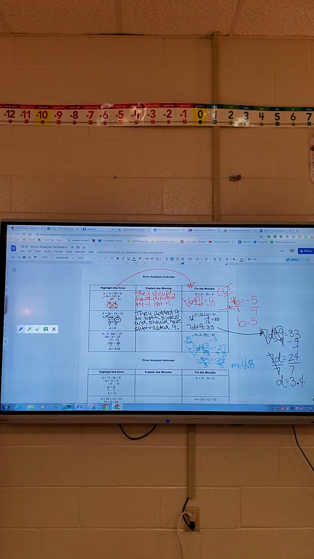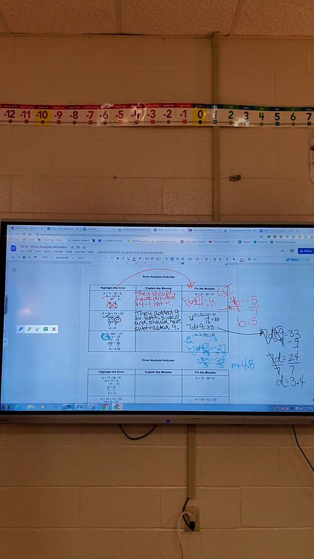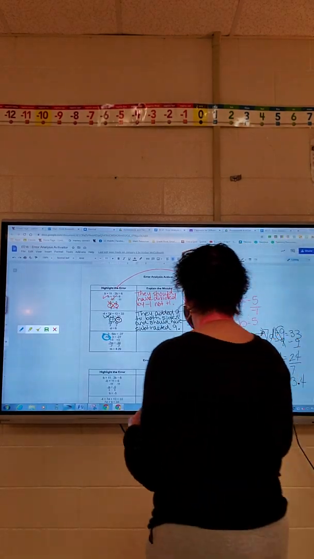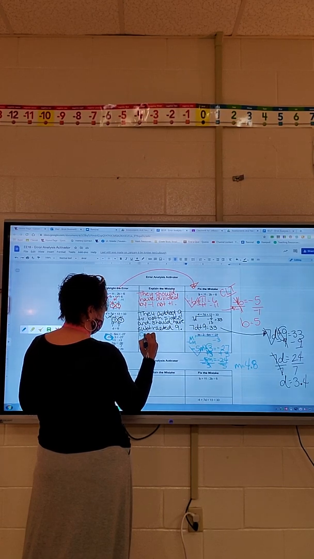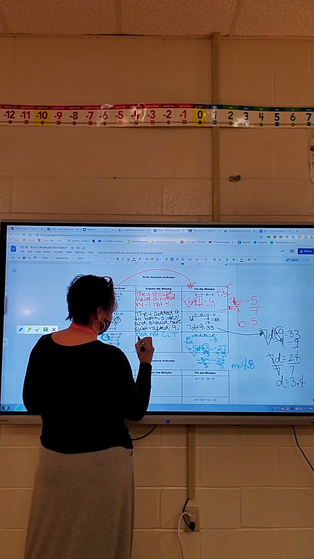So look at what they did. Did they combine like terms correctly? No, they did not. What did they do? So they did not combine like terms correctly. So, you can just put did not combine like terms correctly.